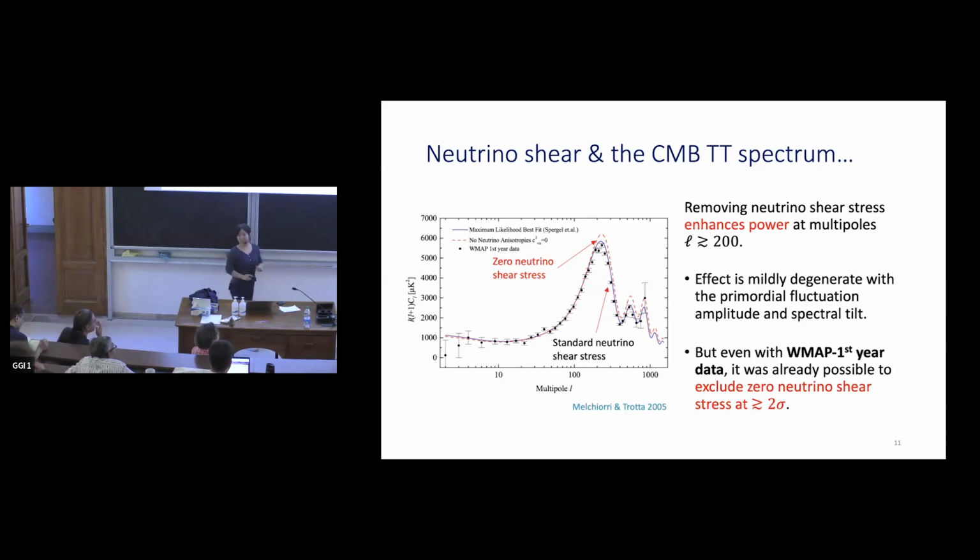It's quite hard to mimic this effect by any other kind of physics, except maybe you can play around with the primordial fluctuation amplitude or the spectral tilt a little bit just to cancel out this effect. But there's only so much of this sort of game you can play. And apparently, even back in 2005, with only WMAP first year data, it was possible to exclude these no neutrino shear stress models at better than 2 sigma. That was 2005. This is like 15 years later.